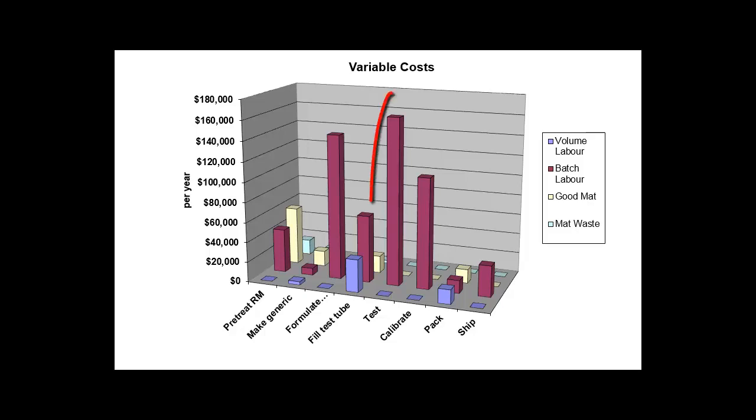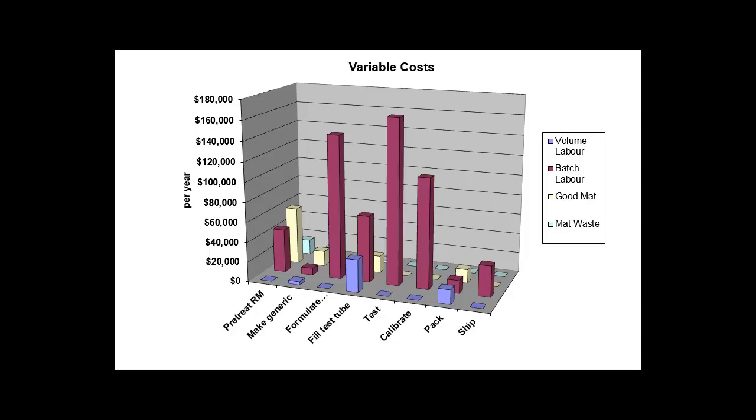There are 2 approaches you can take. One is to find a high bar and work out a way of reducing it, or, as we've seen in quite a few examples, find an approach which tackles more than 1 bar at once. For example, batch size of the main stream here between formulation and packing affects 5 batch related labor costs, 4 of them quite large. So if you were to double the batch size, you would halve all of those 4.